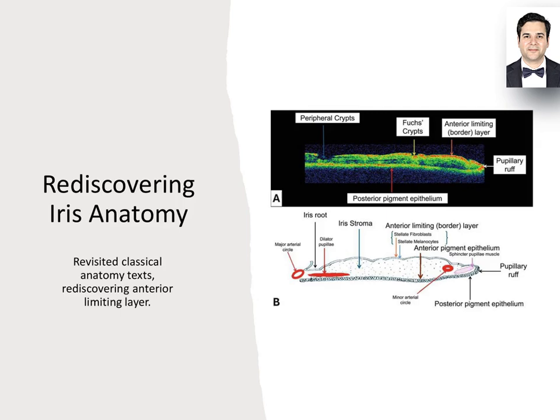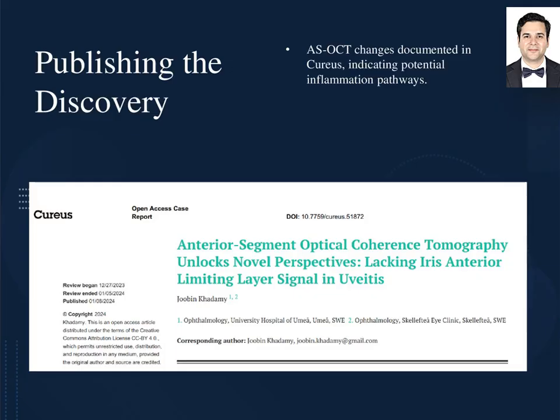This rediscovery wasn't just a matter of academic interest, it changed the way I interpreted OCT scans. I began to see for the first time how inflammation in uveitis disrupts these layers, especially the anterior limiting layer. These early observations motivated me to document my findings. I published my first case report describing how the hyperreflective signal of the anterior limiting layer was lost at the site of the Koeppe nodule in uveitic eyes, something not previously reported.